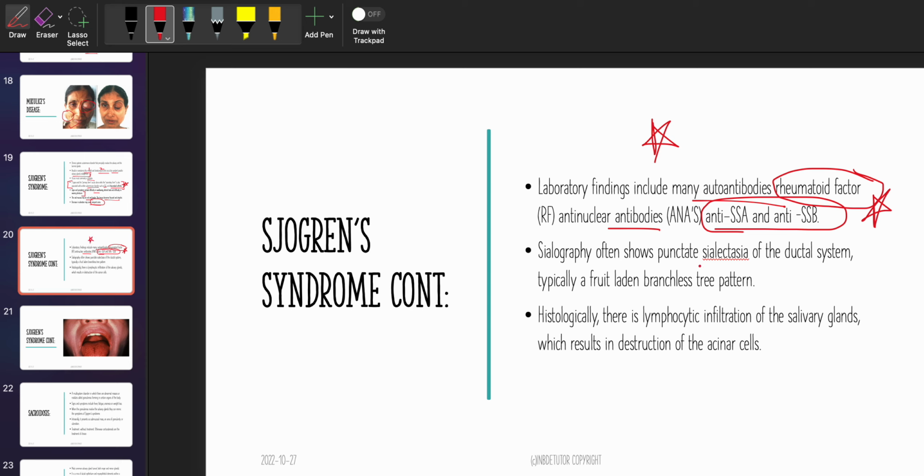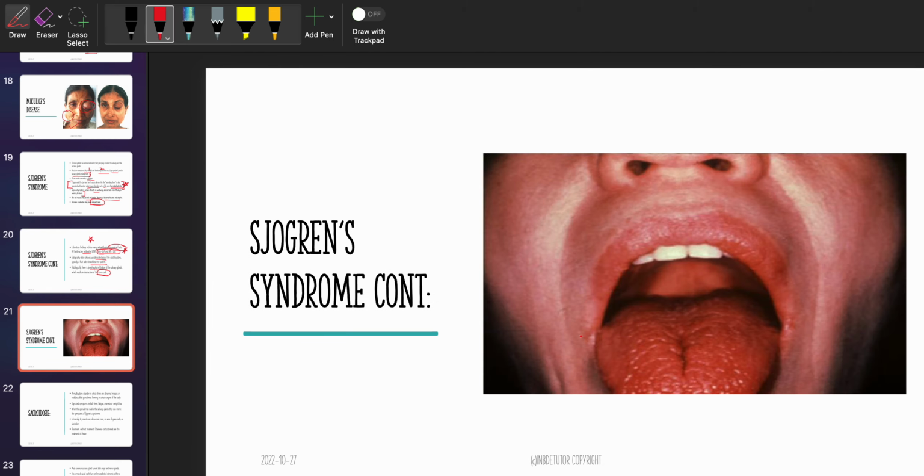Now, sialography often shows punctate sialectasia of the ductal system, typically a fruit-laden, branchless tree pattern. Not a very important point, but still I mentioned it. Histologically, again, it is an autoimmune disease. You will see lymphocytic infiltration of the salivary gland, which results in the destruction of the acinar cells. Acinar cells are commonly found in the salivary glands. Again, this is the same picture that I just mentioned earlier. The oral mucosa is red and tender. The tongue is fissured and atrophic.